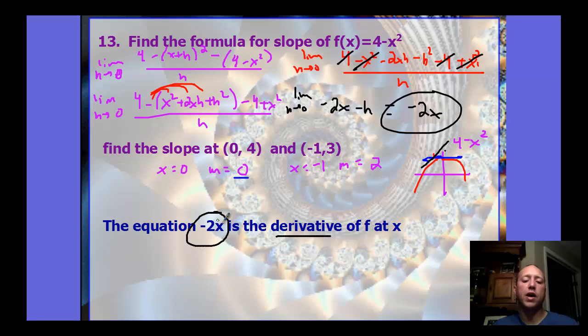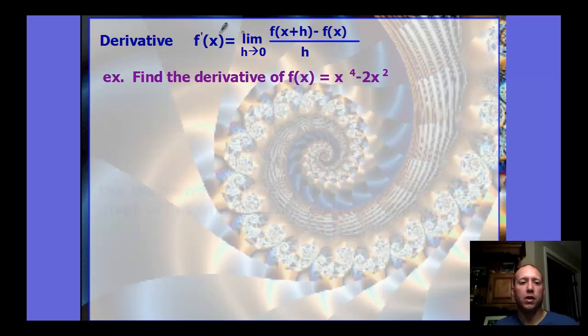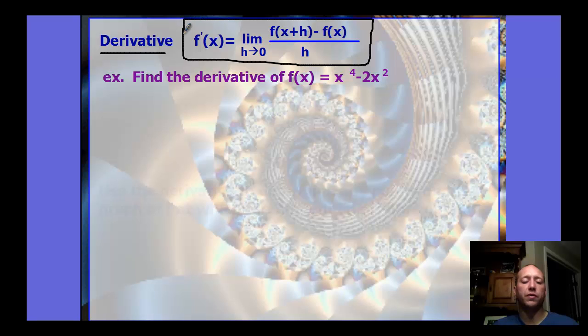So negative 2x is an equation that represents the slope of f at some value x. So the derivative is the definition here. The definition of the derivative is doing the limit as h approaches 0 of the difference quotient. And that's what we have here, the derivative, which the notation is going to be f prime of x. That's the derivative, the limit as h approaches 0 of the difference quotient, the slope.